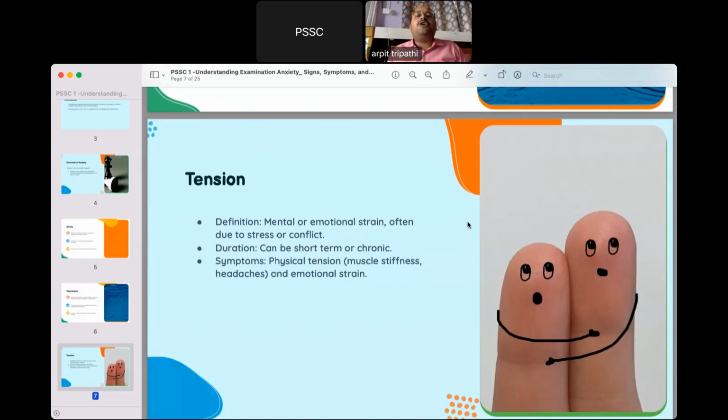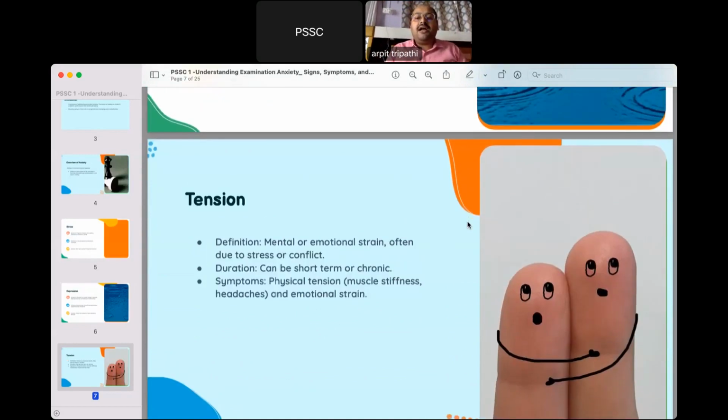We spoke about stress, we spoke about depression. Let us talk about tension. What is the meaning of tension? Tension could be for a short term or could also be chronic. It is called mental or emotional strain, often due to stress or conflict. If I am having stress or conflict related to something, or any emotional strain, this can be short term or chronic tension. What are the symptoms of tension? Muscle stiffness, headache, and emotional strain.